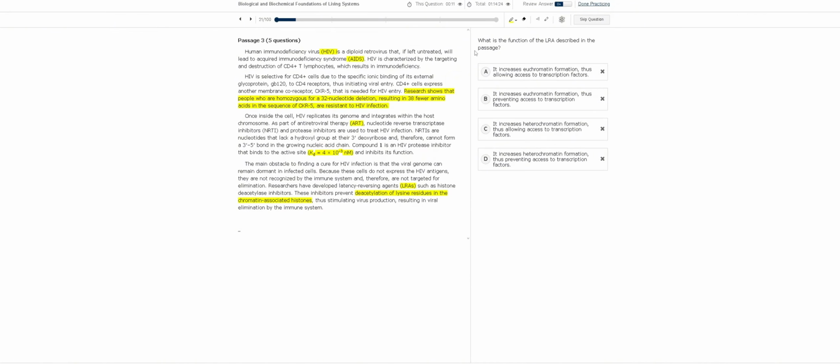Question number 2. What is the function of the LRA described in the passage? So now they talk about LRAs right here. They say that these inhibitors prevent deacetylation of lysine residues in the chromatin-associated histones, thus stimulating virus production and resulting in viral elimination by the immune system.